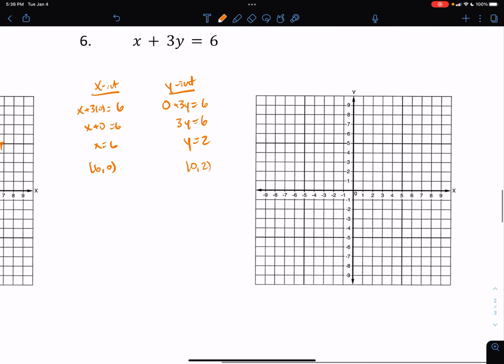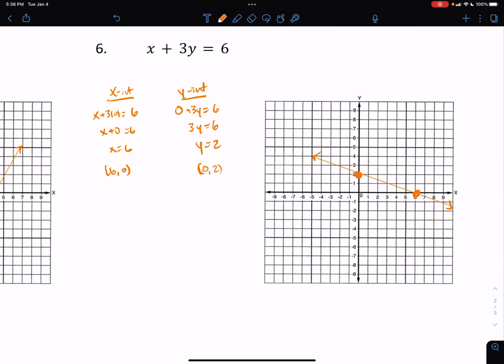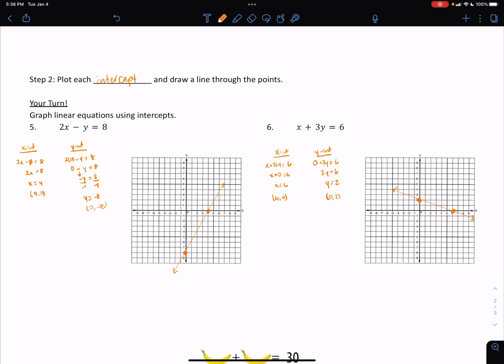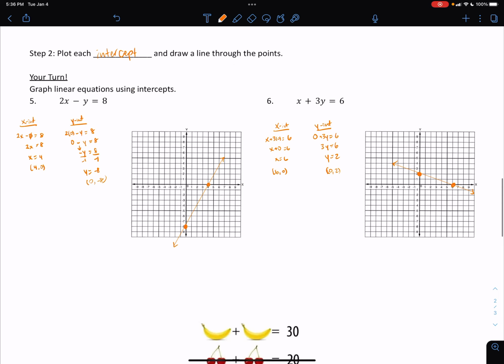All you have to do from here, plot your points. I have 6 comma 0, 0 comma 2, and then draw your line through these 2 points. And voila, there's your graph. Hopefully this is a little bit of an easier way to graph. For some, it may be a little easier. For others, it's not. But it's just good to know how to do these graphs in a different way.